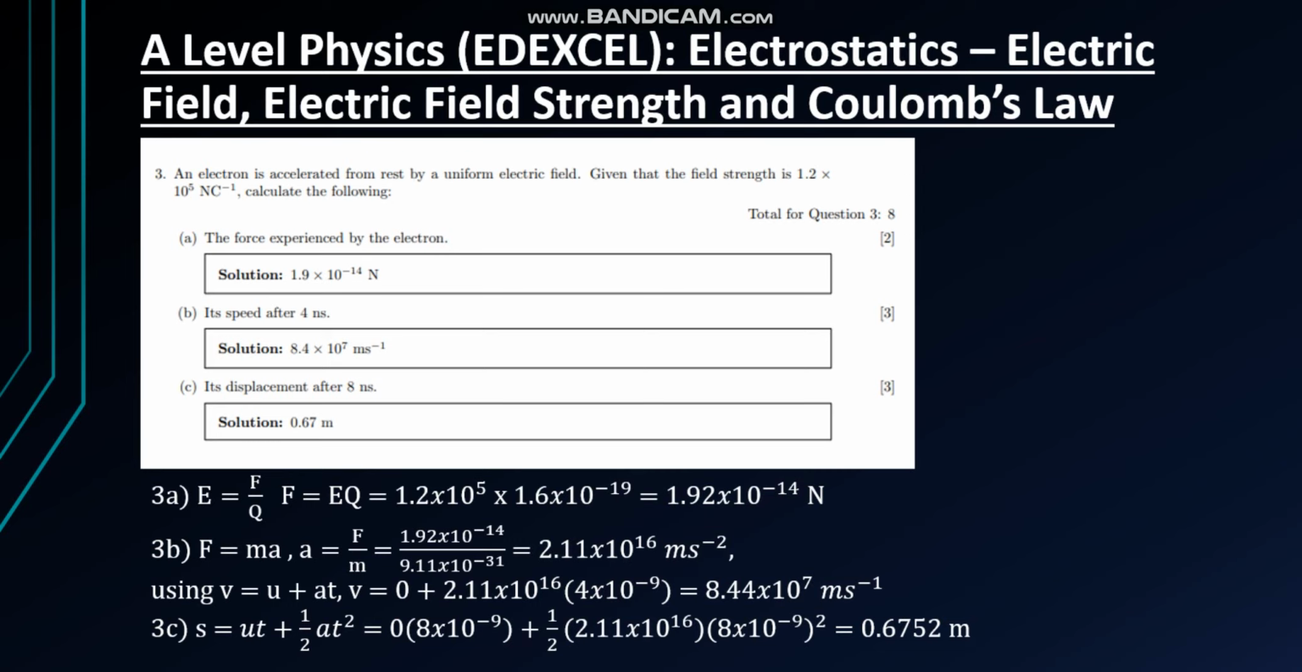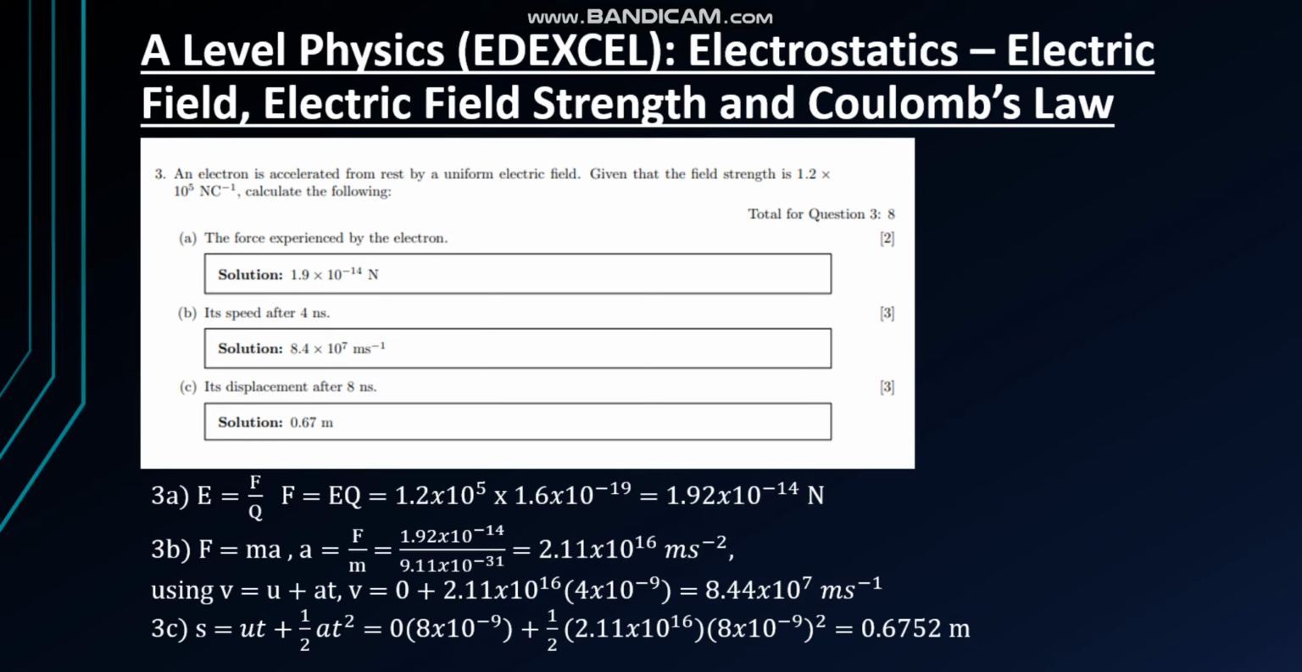And then if we use one of our SUVAT equations, which is given as v is equal to u plus at, we know that the initial velocity is 0 since it's accelerated from rest. We can then consider v being equal to at with the acceleration that we've just worked out being 2.11 times 10 to the 16. And if we multiply that by 4 nanoseconds, obviously making sure that we convert it into the standard unit of seconds, we end up with a value of 8.44 times 10 to the 7 meters per second.